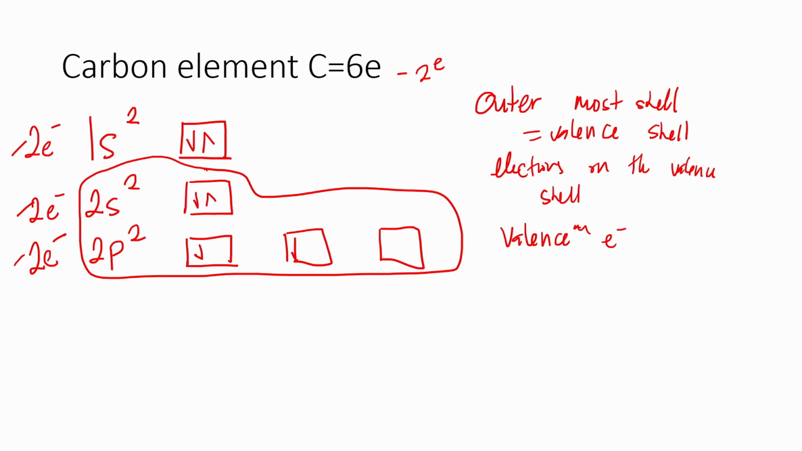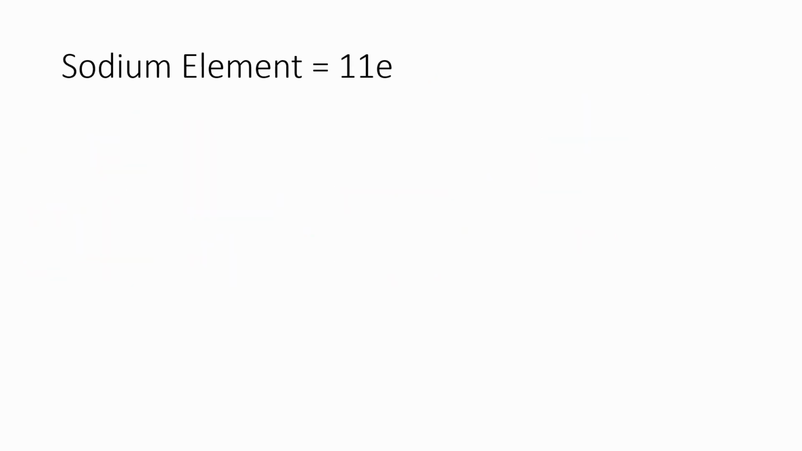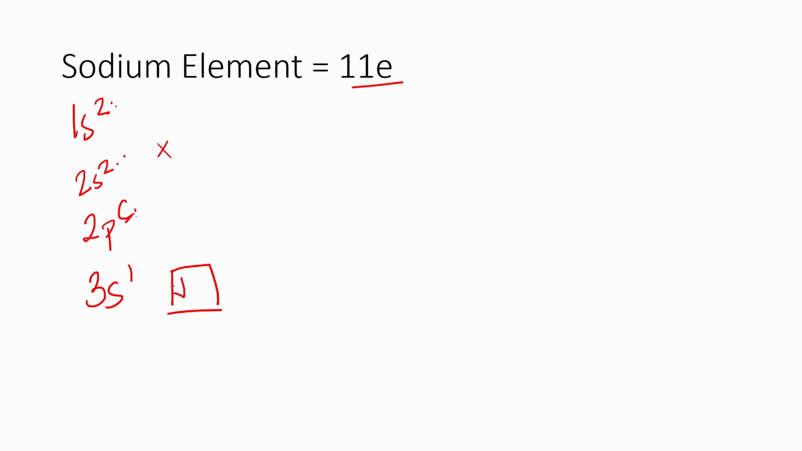Next, let's bring out an example. Sodium element. So it has 11. So let's start. 1s2, 2s2, 2p6. Can also fill because 2 plus 2 is 4 plus 6, 10. Finally is 3s1. 10 plus 1 equals 11. I'm not gonna draw it anymore. Let's just draw the final shell. Okay, so sodium has 1 valence electron.